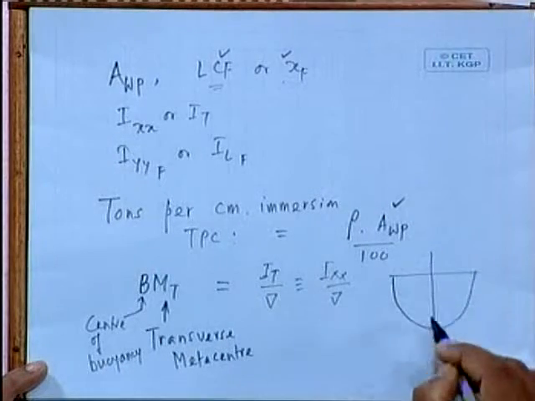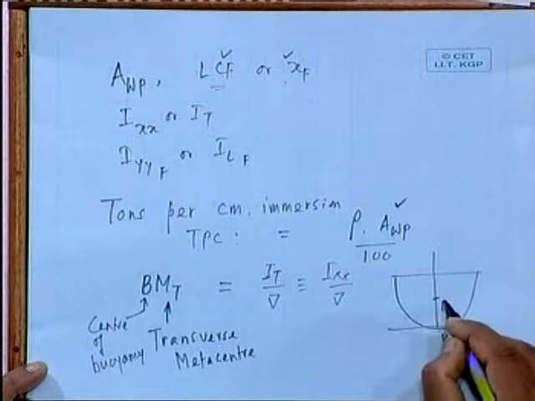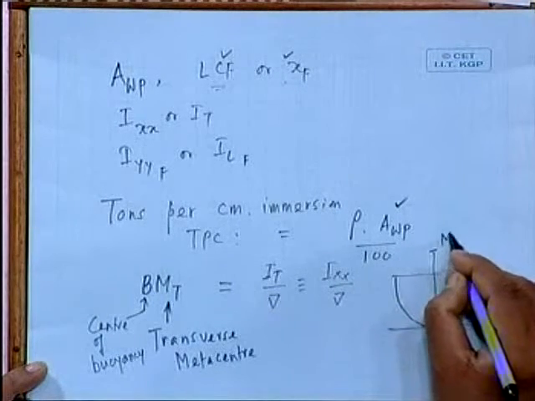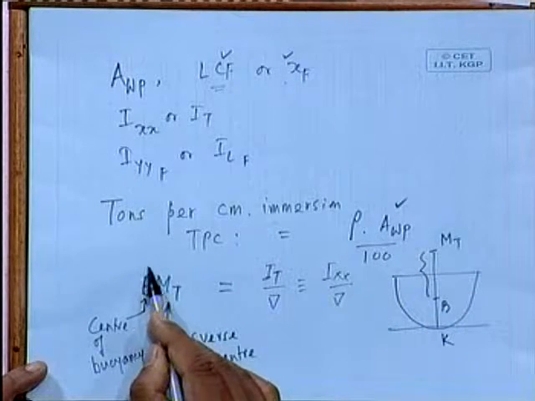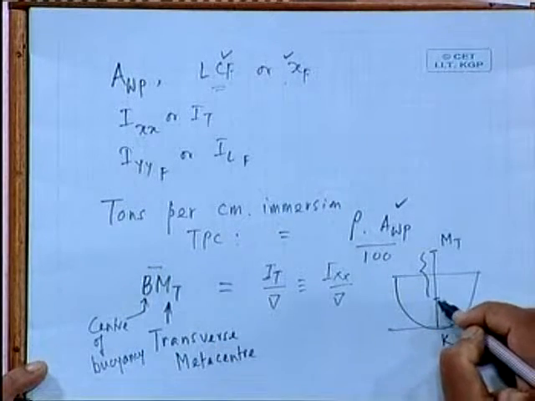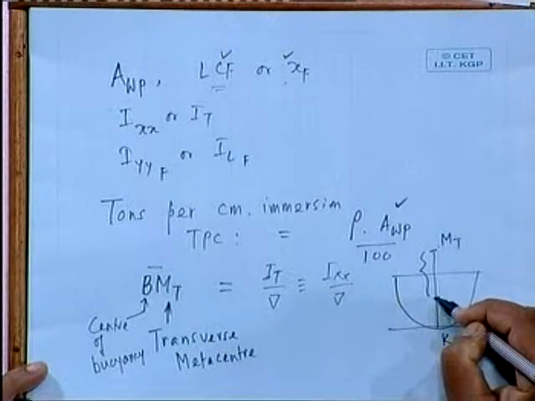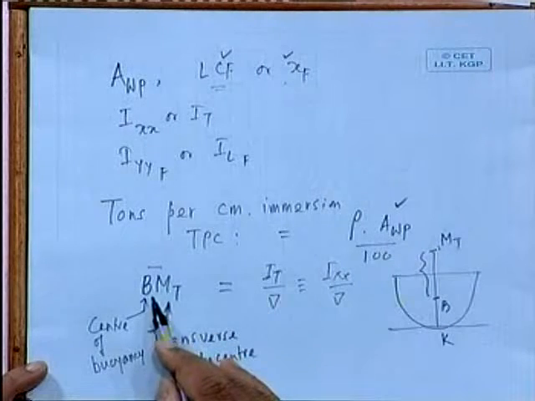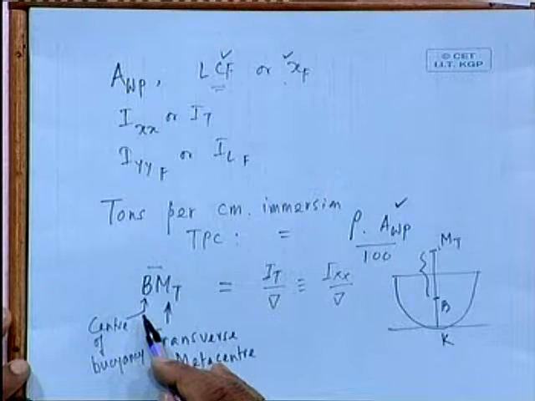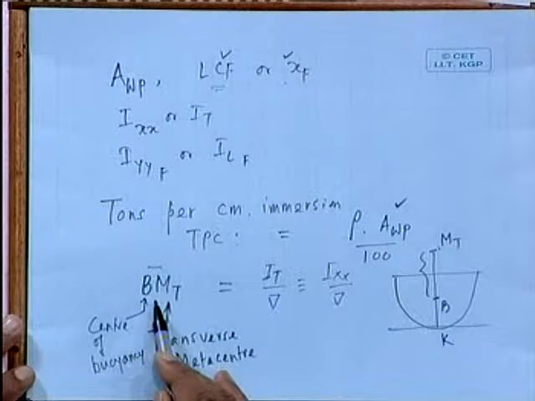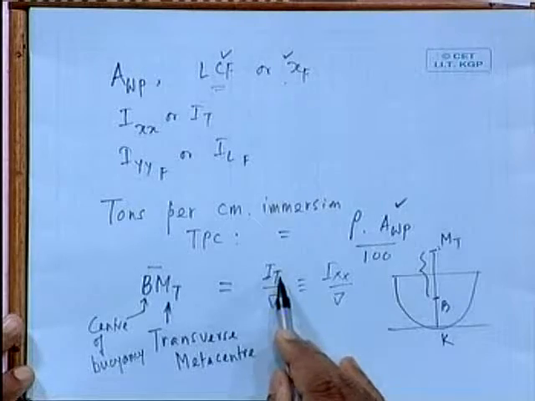If there is a ship here, this point is called the keel point, there is a center of buoyancy here, and there is a metacenter here. This distance, when I write BM_T, some people write with a bar here, means the distance from point B to point M_T. The significance of that will be clear in a later lecture, but this is an extremely important quantity. We call that, this is given by I_T by V.